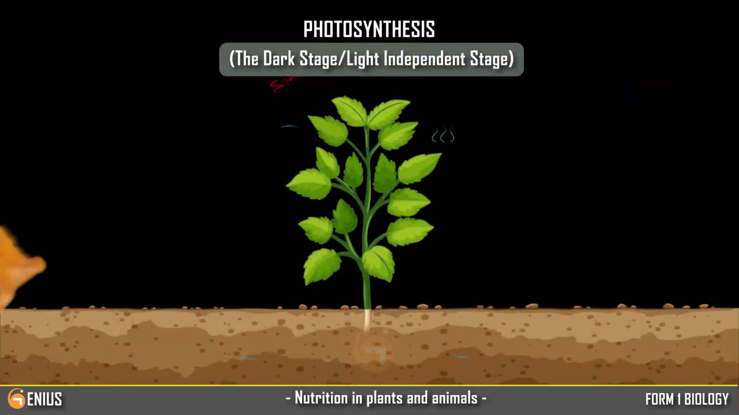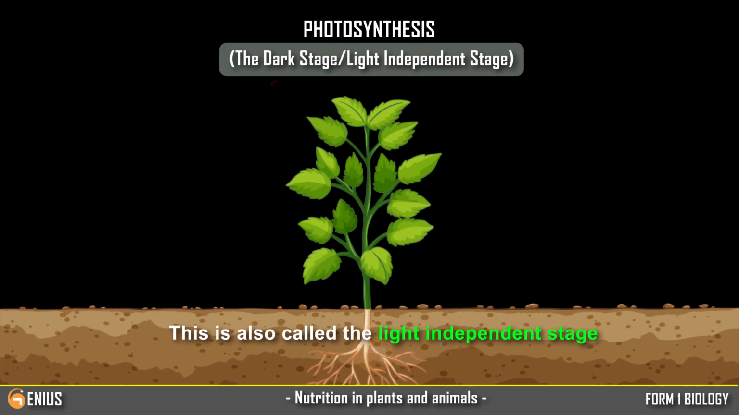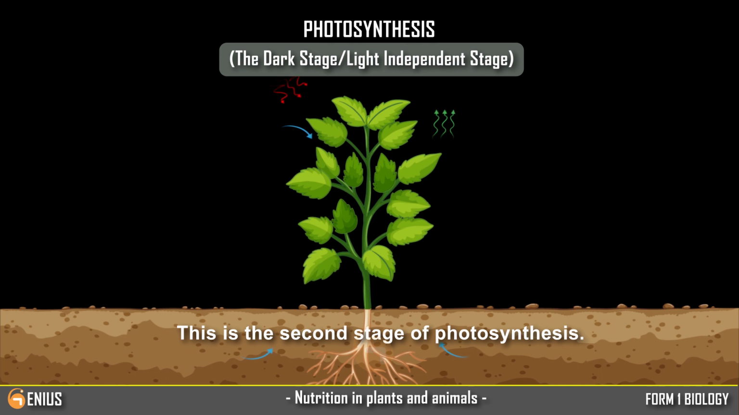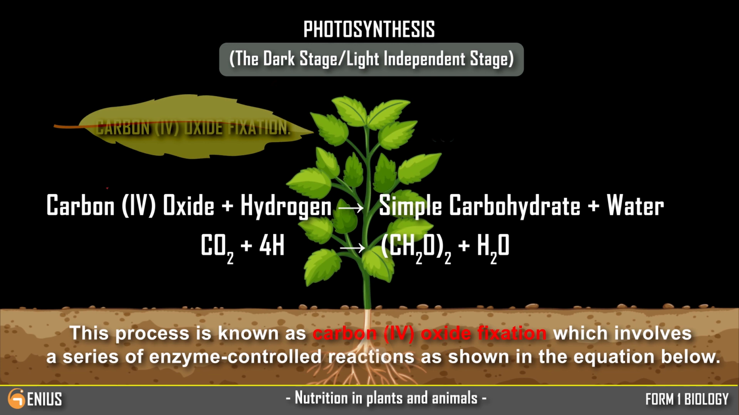The dark stage. This is also called the light-independent stage. This is the second stage of photosynthesis. It proceeds whether light is present or not. This process involves carbon dioxide with hydrogen atoms, which combine to form a simple sugar such as glucose. This process is known as carbon dioxide fixation, which involves a series of enzyme-controlled reactions as shown in the equation below.